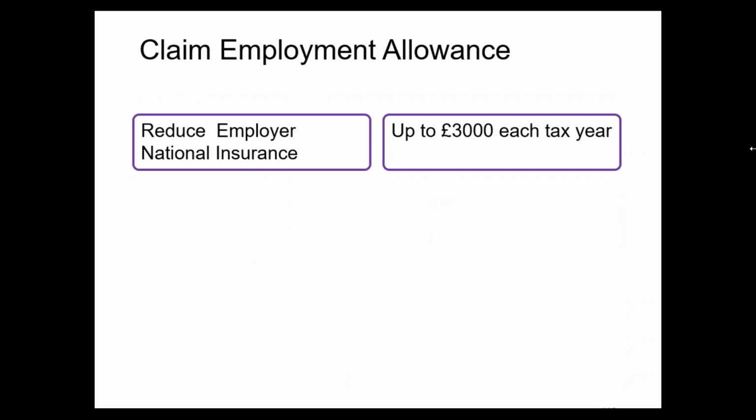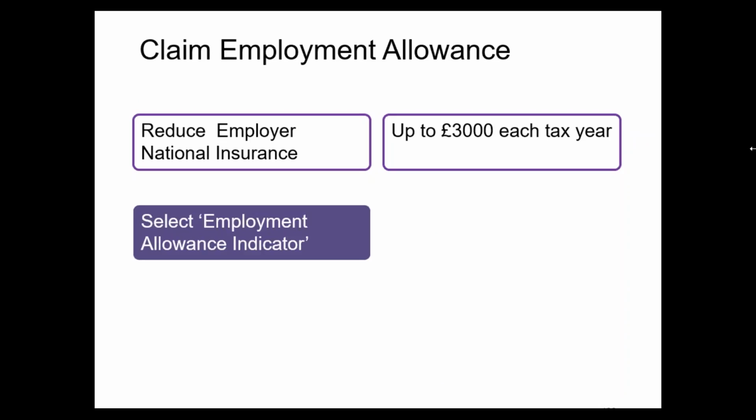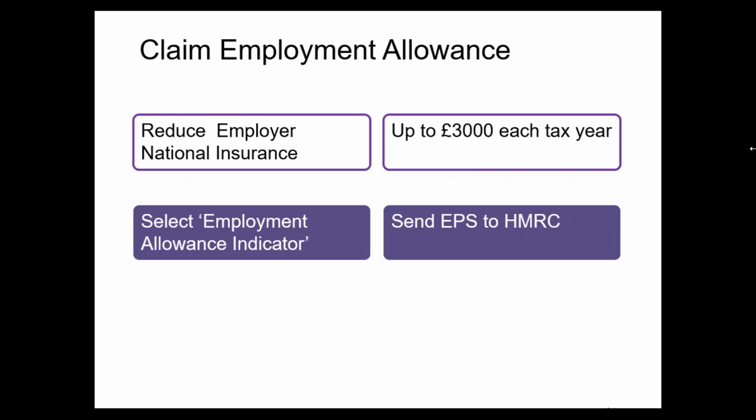The employment allowance will reduce your Class 1 employer national insurance each time you run your payroll, until either the full allowance for the year has been claimed or the tax year has ended. From the 6th of April 2016, the maximum allowance has increased from £2,000 to £3,000 a year. You make the claim by setting the employment allowance indicator field in your software to yes. Your software will then create an EPS and you submit this to HMRC.